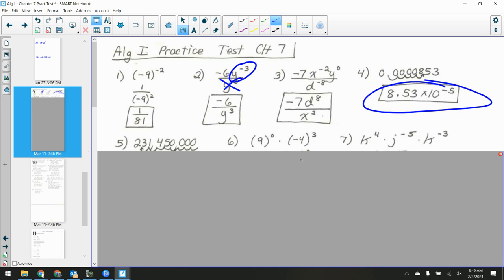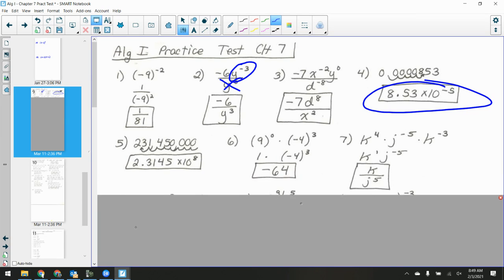And number 7 there, Mackenzie, what did you get for number 7? I got K over J to the 5th. Good, K over J to the 5th. Okay, if you need any of those 3 answers, go ahead and write those down, please. Number 5 was 2.3145 times 10 to the 8th. Number 6 was negative 64. Again, that's not 1 over 64. That is just negative 64. And number 7 is K over J to the 5th.